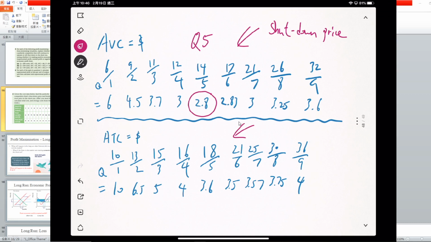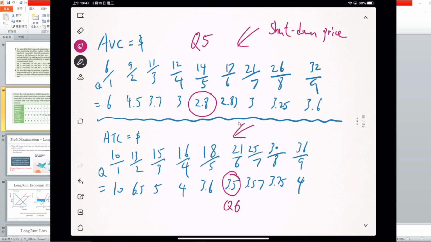The special thing is you will see the average total cost is at the lowest level. So you just have to do the same thing using the total cost. Use it to divide by the quantity. So 10 divided by 1, for the quantity of 1, and then you do it multiple times, and you will find out this one here, at quantity of 6. You are going to get the lowest average total cost.